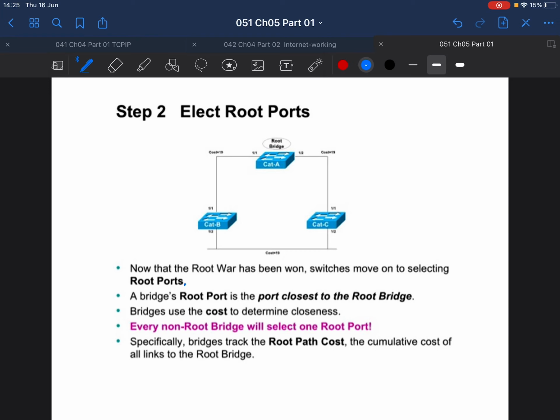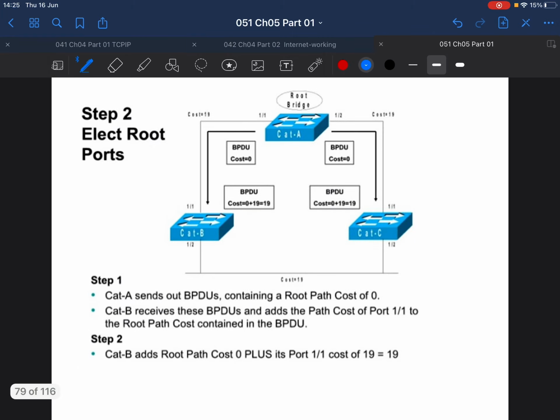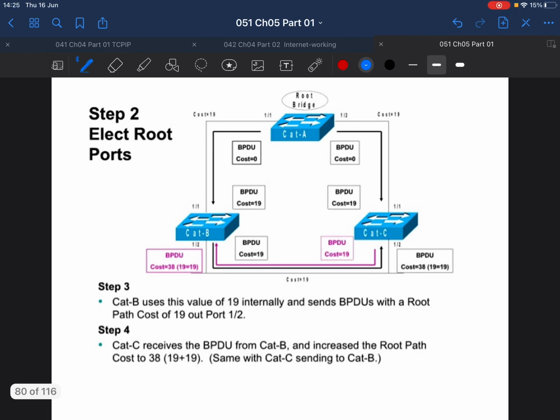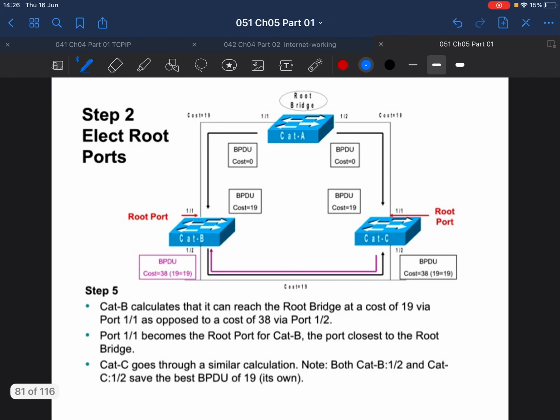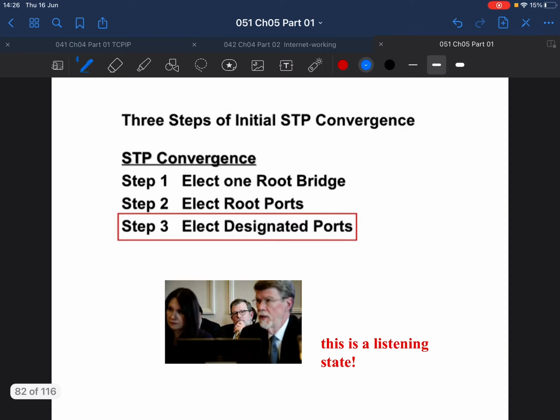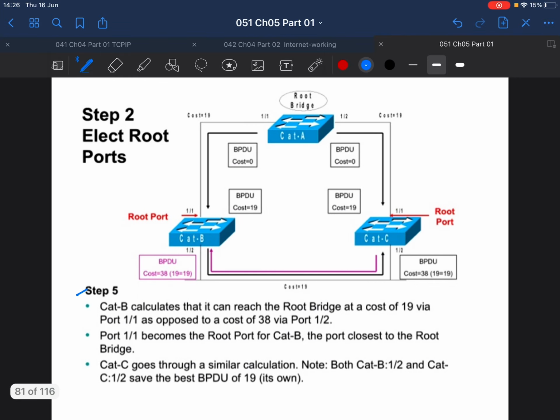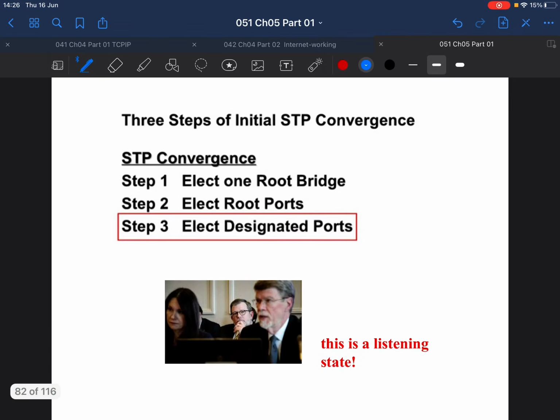Specifically, bridges track the root path cost, the cumulative cost of all links to the root bridge. So this is the way the cost is calculated. Step 1, step 2, step 3, step 4, step 5 in electing root ports. You can read this on your own.